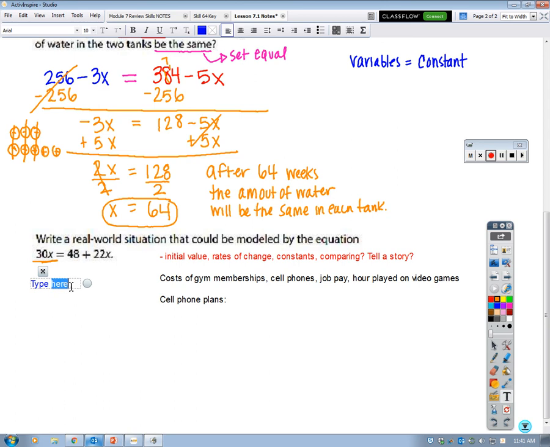Let's go ahead and delete this. So plan A is 30x, and I'm going to say that that represents $30 per month. So this cell phone plan costs me $30 per month, and nothing else. Doesn't cost me anything else. Then I've got plan B, which is 48 plus 22x. So this one I'm going to say costs me $48, some kind of initial fee, plus $22 per month.